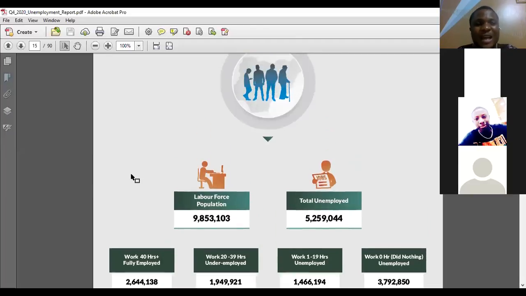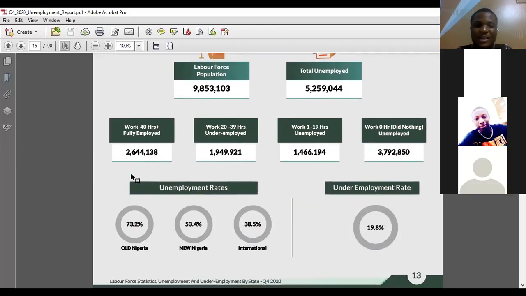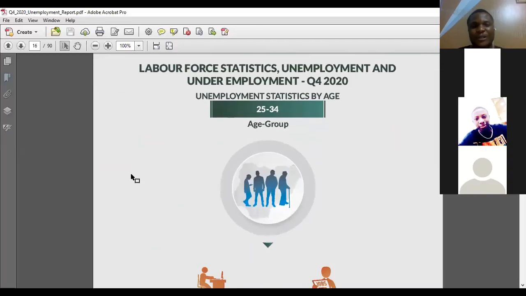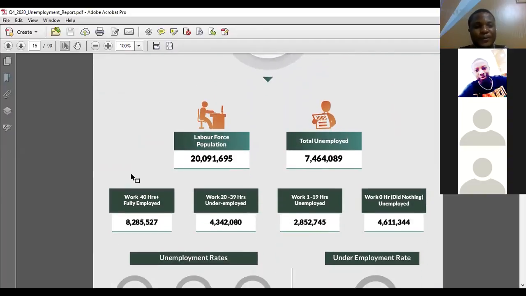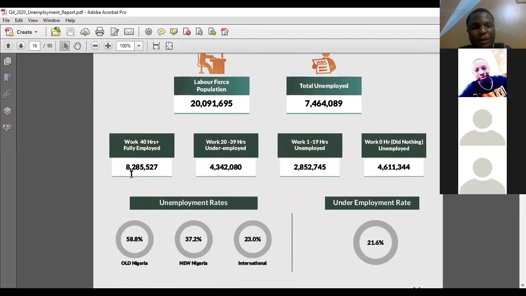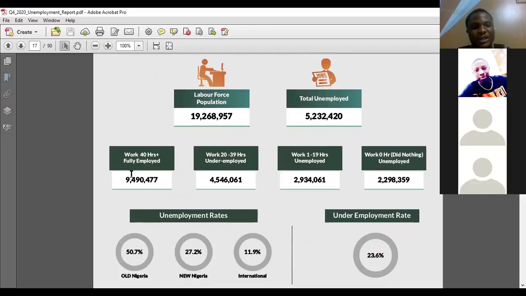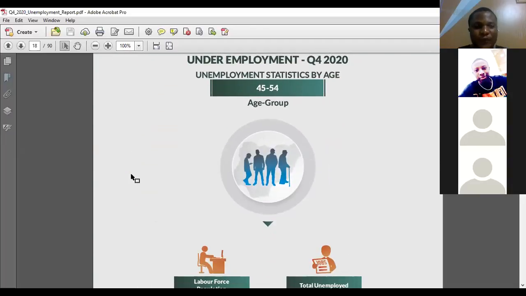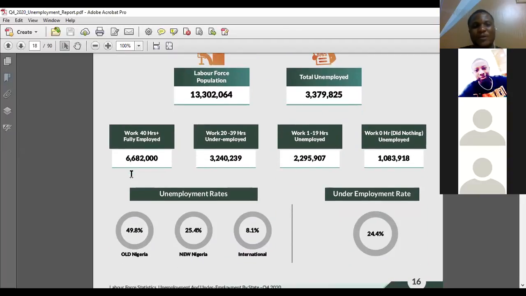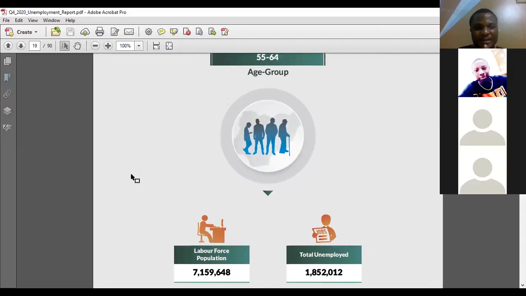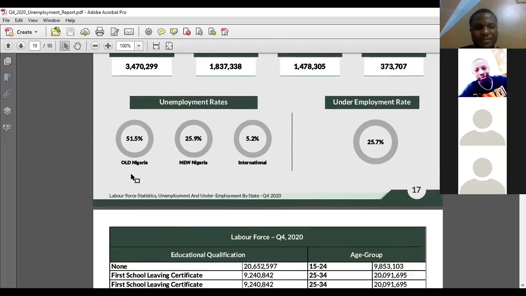unemployed. So between those that are 15 years and 24 years, the underemployment rate is 19%. For the unemployment rate, we use the new method. There are 2 ways of calculating it: Nigeria considered the old method, and now we have the new method. You see that it's 53.4%. Then for 25 to 34, don't worry, I will share this document with you. You can see the unemployment rate, 37.2%. Then for ages 35 to 44, it is now 27.2%. Between 45 and 54, 25.4%. And between 55 and 64, remember that's the last, we have 25.9%.